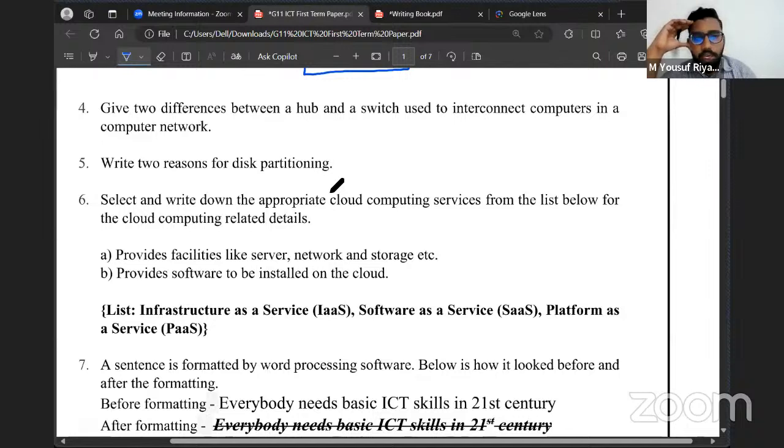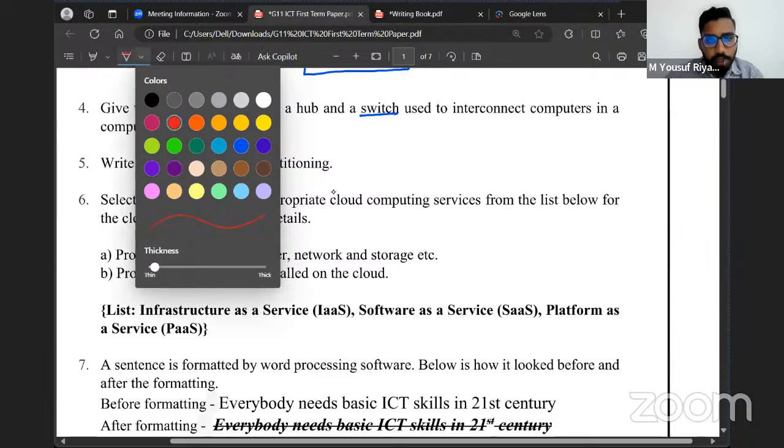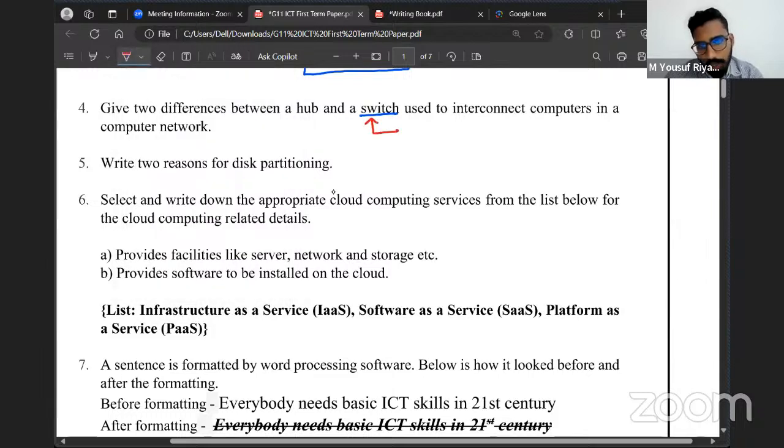Give two differences between a hub and a switch used to interconnect computers in a network. Okay. First of all, you all tell me some differences. Tell me some specialities we have in switch. There are some things we have in switch that we don't have in hub. Okay, that's correct. One is it's full duplex.